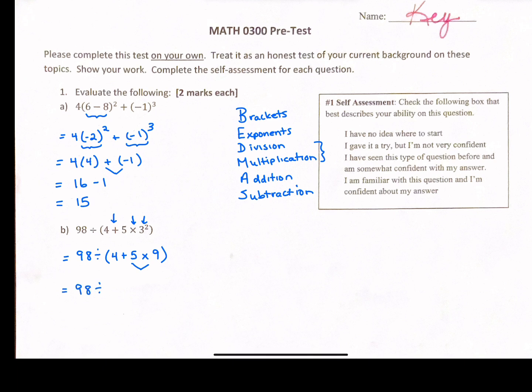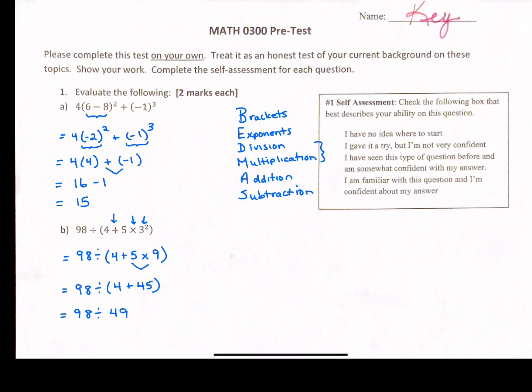98 divided by, in brackets, instead of 4 plus 5, we're going to multiply that 5 and 9 together and say that that's 45. So we're still working inside these brackets to clean up the mess, so to speak. We've got 98 out front. We're going to divide that by 4 plus 45, or 49. Now we've taken care of everything inside those brackets.